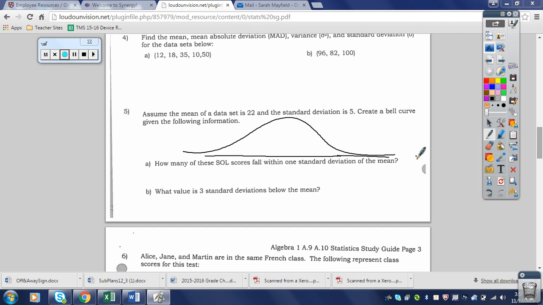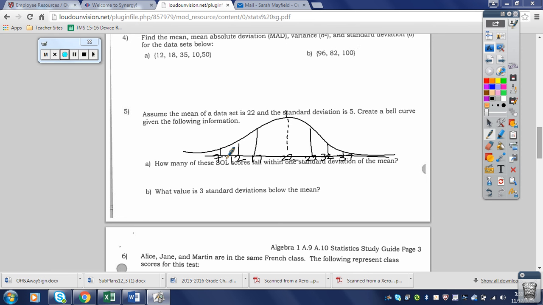What always goes in the middle of my bell curve? The mean. What's my mean in this problem? 22. How many tick marks do I go to the right? I go 3 tick marks to the right. How many do I go to the left? 3 to the left. So I'm going to increase by my standard deviation, which is 5. So 27, 32, 37. Go in reverse, subtract. You get 17, 12, and 7.